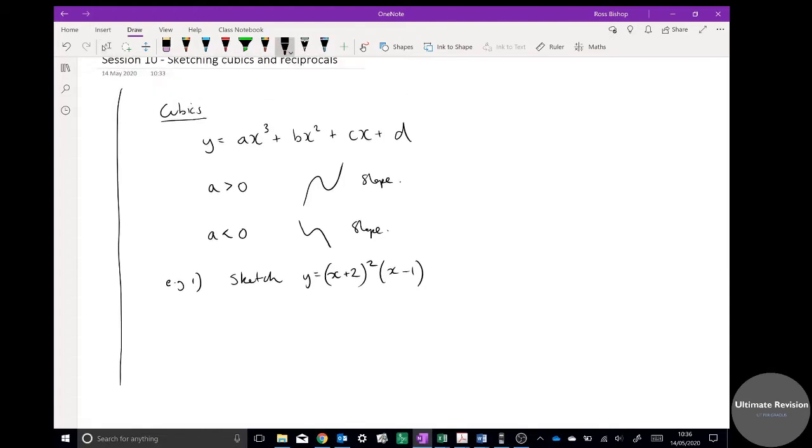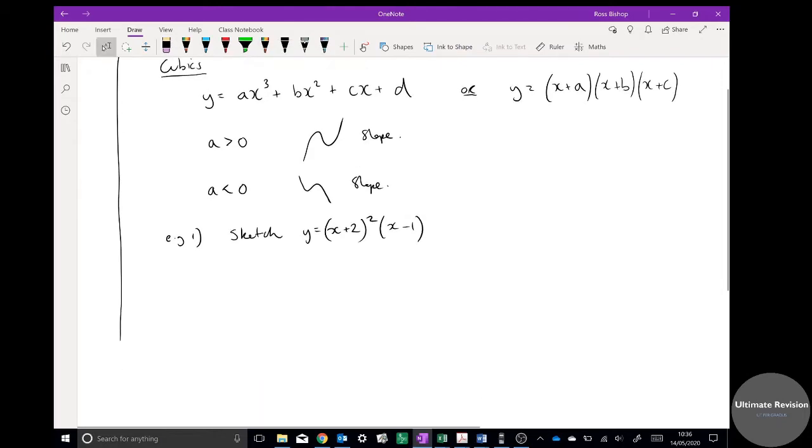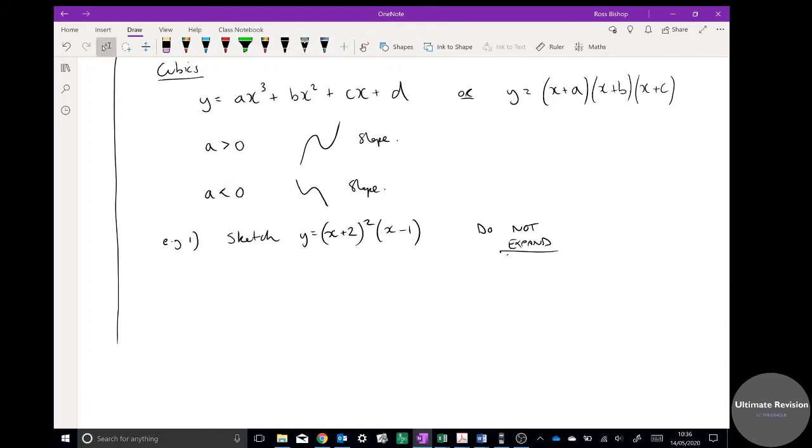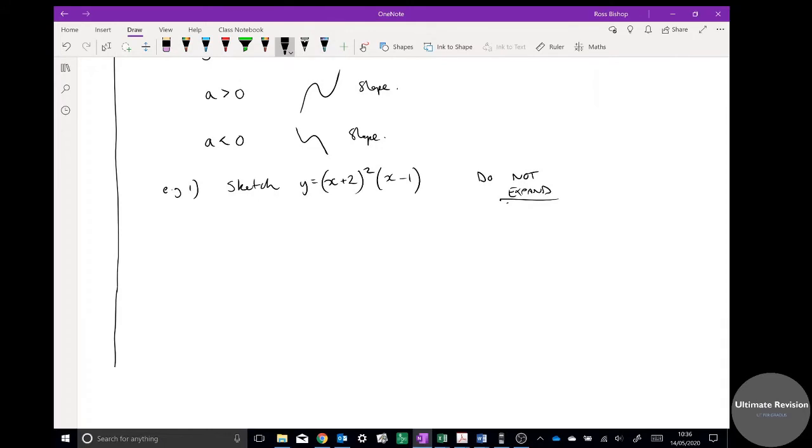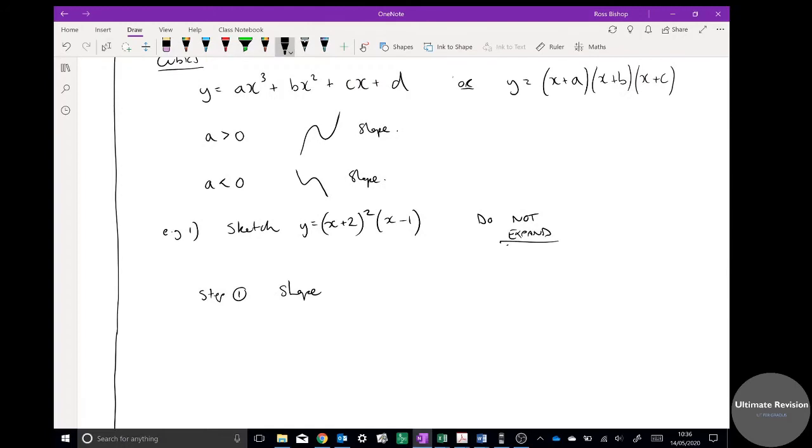Okay, so a cubic can also be written like something like (x plus a)(x plus b)(x plus c). That's also a cubic. This is the best form we want. We do not expand the brackets. If it gives it to us in factorised form, don't make it hard for yourself. What we do is follow exactly the same process we did for quadratics earlier. So step 1, we identify the shape. Are you going to get a positive x cubed term? You will here, because it's going to be 1x cubed. So you know the shape is positive, and it's going to look like that.